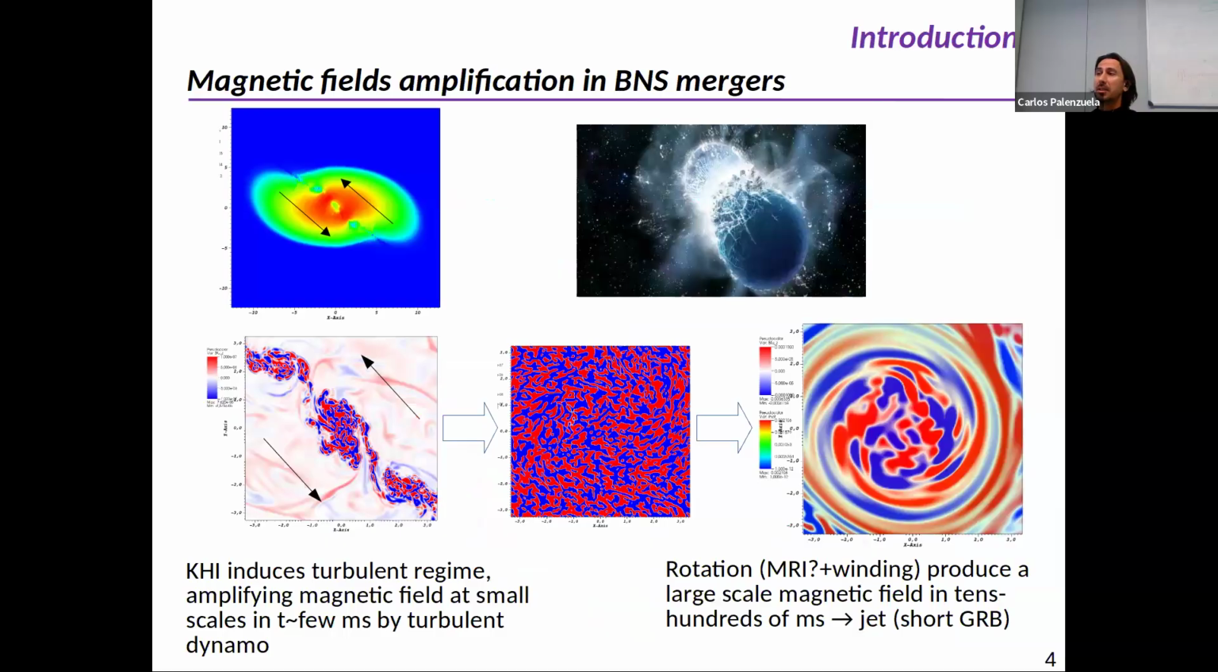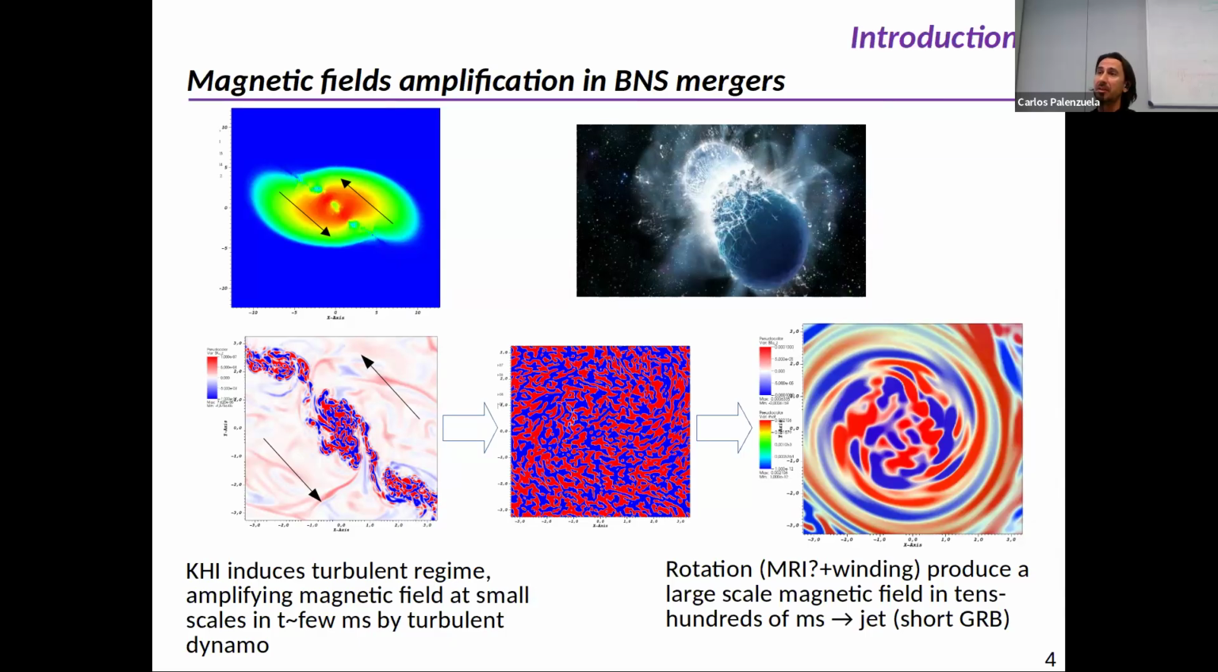And so it is important to understand how is the evolution of the magnetic fields in this scenario, because we know that the neutron stars have magnetic fields, but they are too small to produce any significant impact in the dynamics after the merger. So if there is some impact, these magnetic fields have to be amplified somehow.